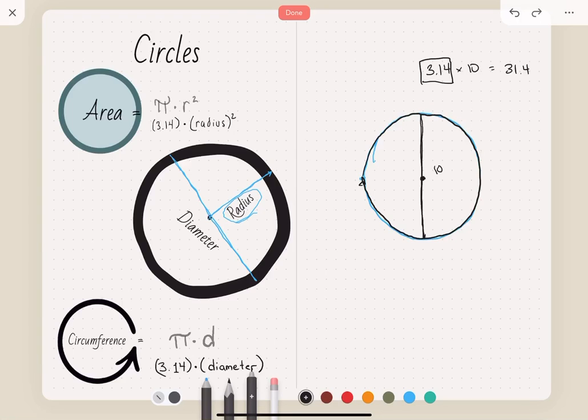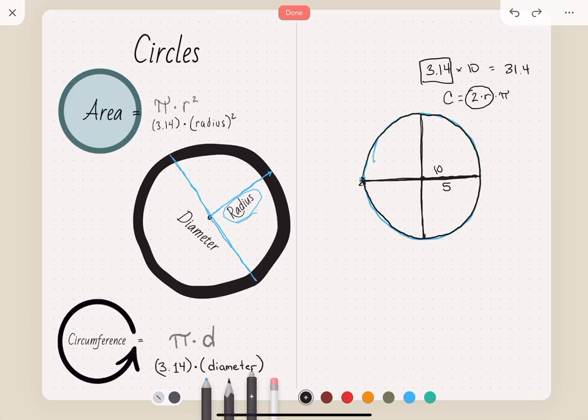Now, if we have a radius, say our radius is 5, we need a diameter, so we just double the radius, because if a radius is half the distance, then a diameter is the full distance. So we multiply it by 2. In this situation, C equals 2r times pi, or the diameter, which is 2 times r times pi.